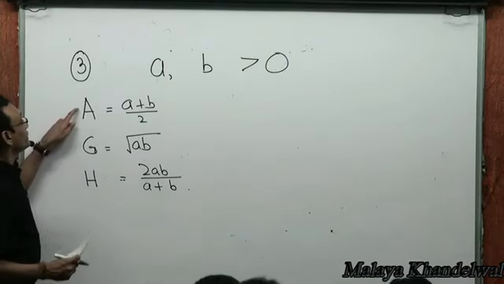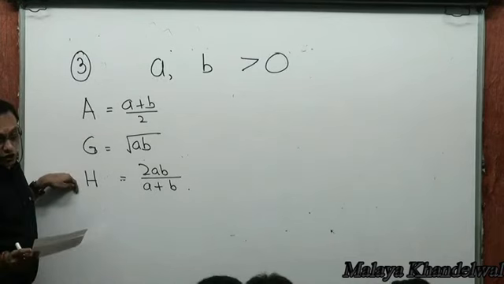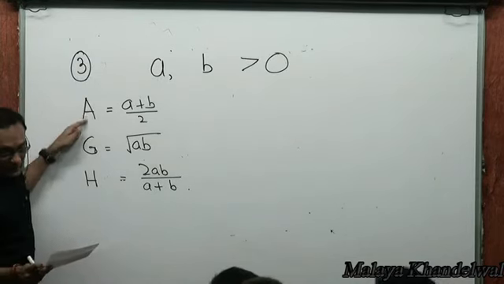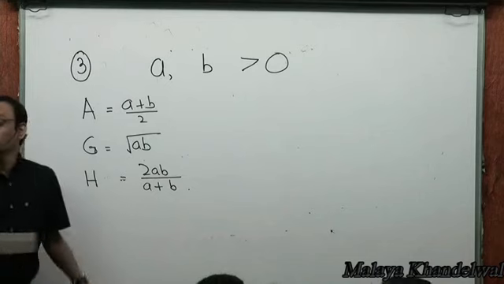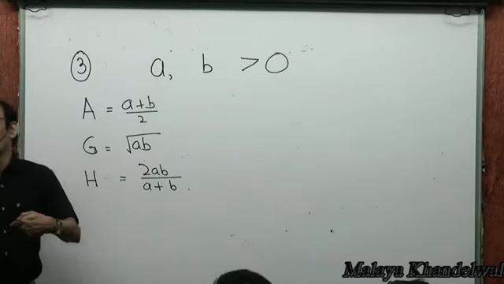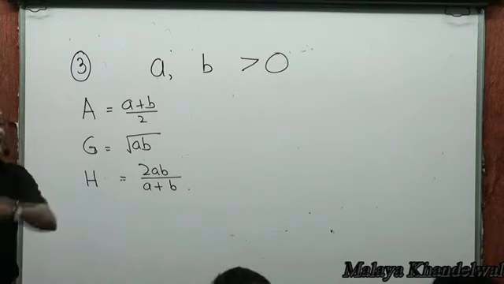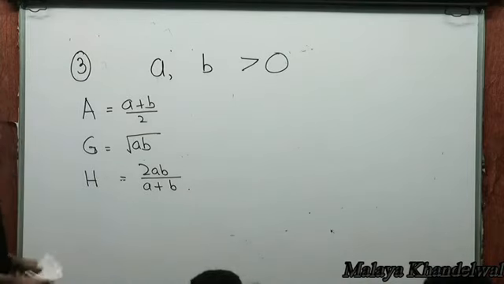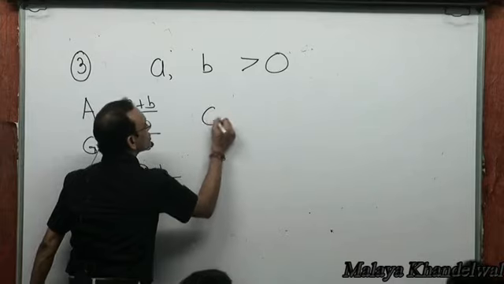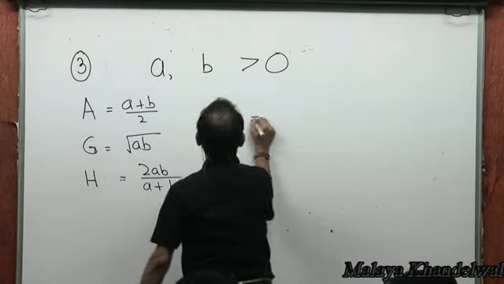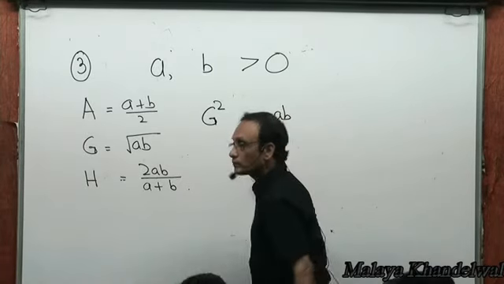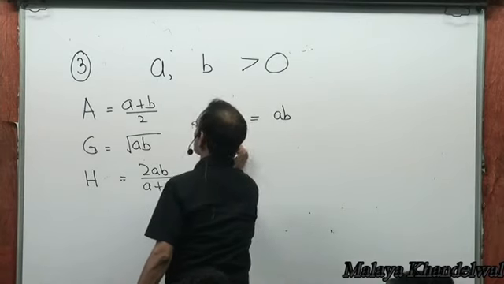We want to show that A, G and H constitute a GP. These three numbers A, G and H will form a GP series with a common ratio less than 1. If the common ratio is less than 1, it's going to be a decreasing GP. Yes or no? So if A, G and H, look at this. G squared, what is that? AB. Look at A into H.